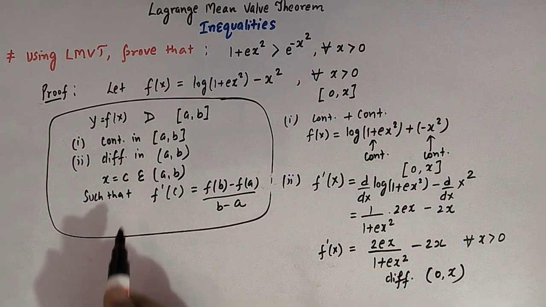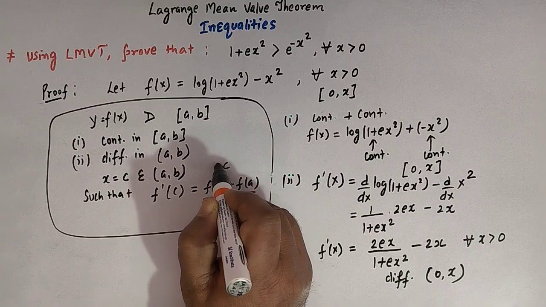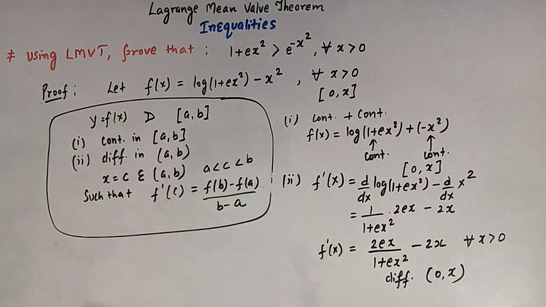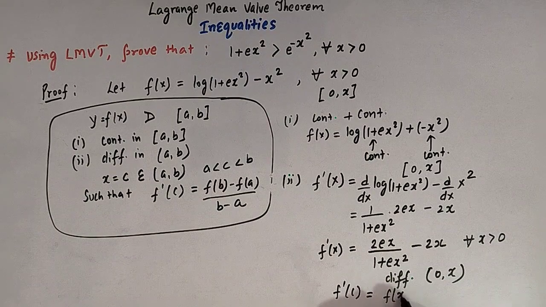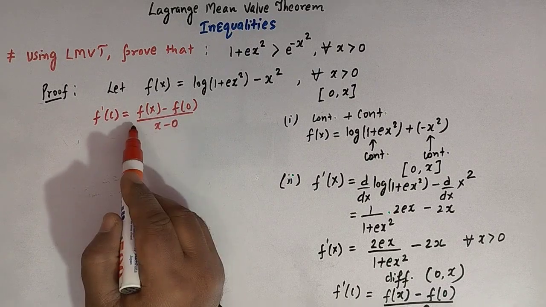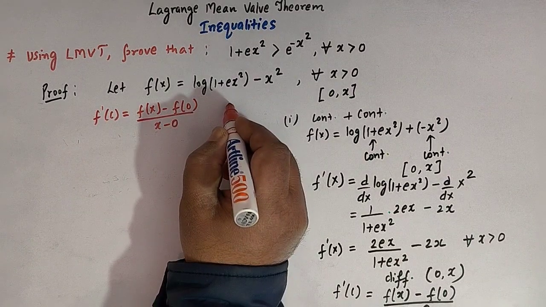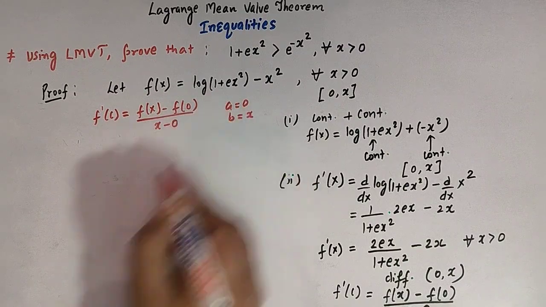So there must exist some point x equal to c between a and b, that is c greater than a and less than b, such that f prime of c must be equal to f(b), where b is x, so we have f(x), minus f(0), divided by x minus 0. So f prime of c is equal to f(x) minus f(0) divided by x minus 0, where a is 0 and b is x.